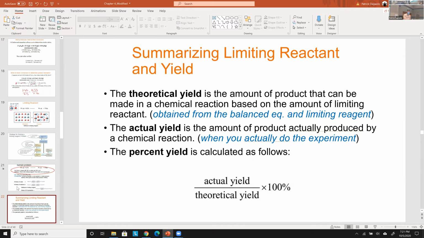If you're using it with water, maybe there's still water in there. There's a lot of possibilities that could make the mass of your yield be more than the theoretical yield, because it's not just your product. There's more stuff. There's more contaminants in there.